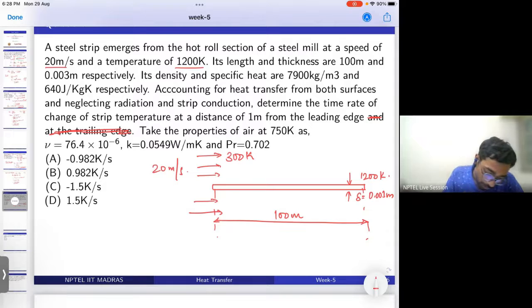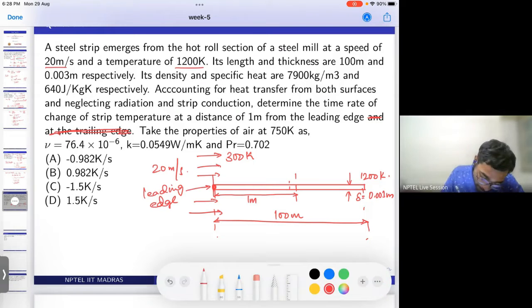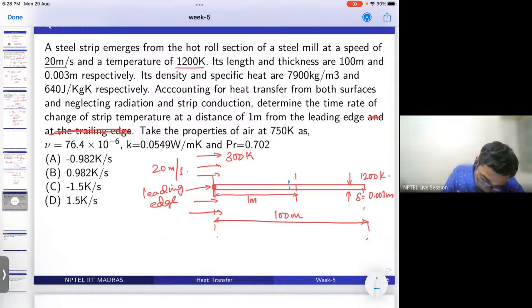So what we need to find out is this. I am taking this as the leading edge. From here, at a distance of 1 meter, we need to find out the rate of change of temperature at this point. That is our question.